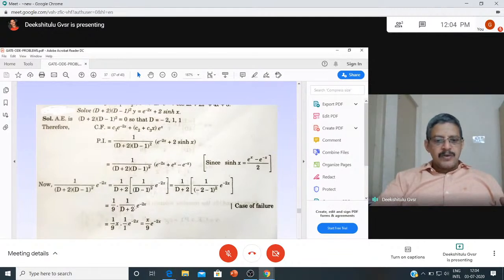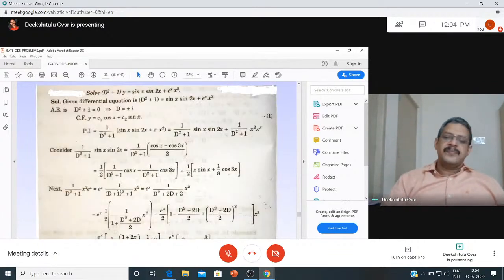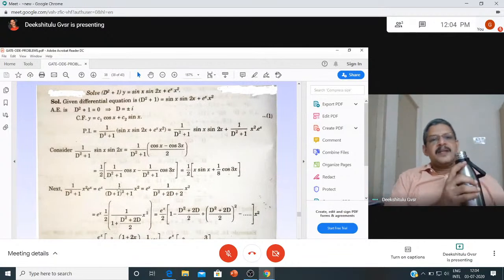If you put D = -2, this becomes 0. So x into 1 by f dash D, 1 e power -2. The other terms you have to find. You have to put D = 1, becomes 0, e power -1, so you have to calculate these two functions. In this, only the first function is calculated. (D square plus 1) y = sin x sin 2x + e power x x square.